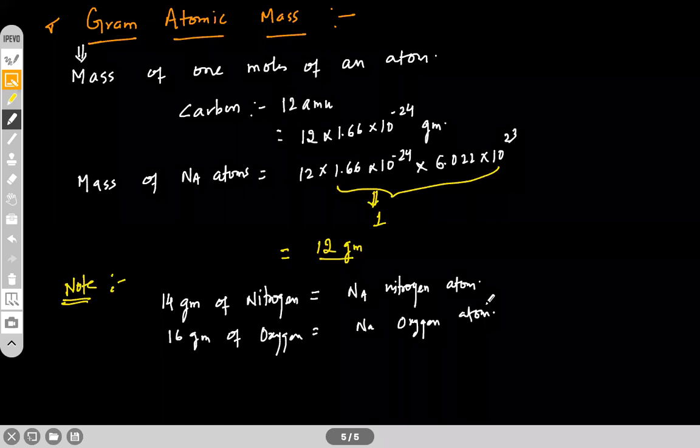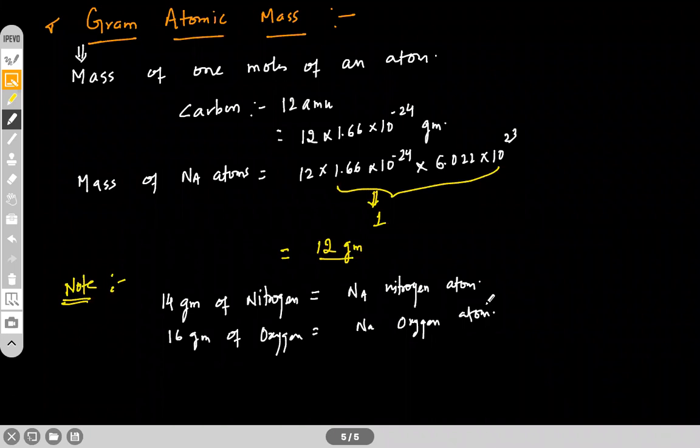And again, you see one more thing: atomic mass is nothing but 1 mole. So if the atomic mass contains Na nitrogen atoms, then 1 mole also contains Na nitrogen atoms or oxygen atoms or any other atom. That means 1 mole is nothing but the Avogadro number. Now based on this, we have another term, exactly the same. The only difference is we are not taking atoms but molecules here. So write down this next term, gram molecular mass.